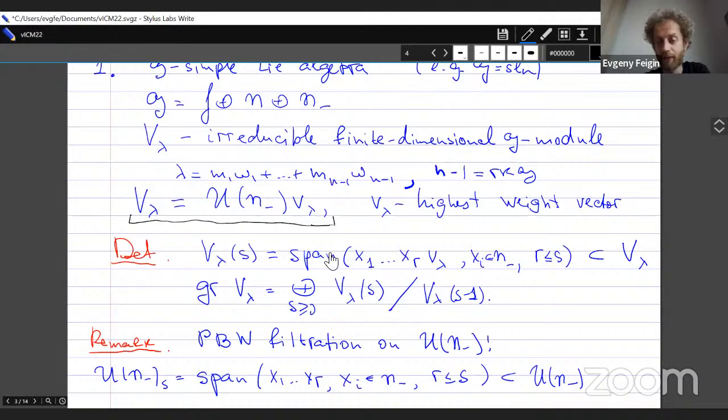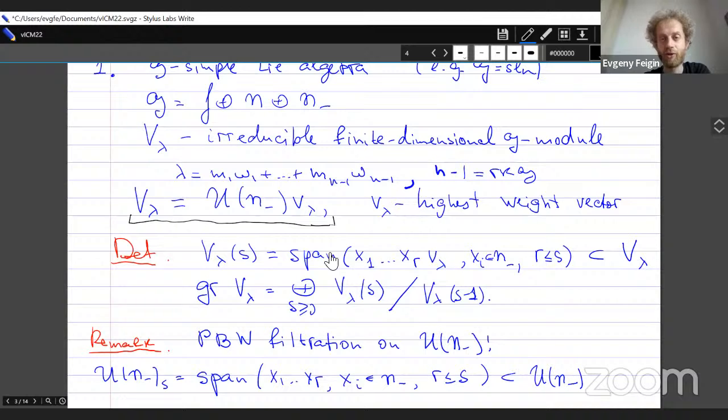So we apply no more than S elements from our n minus. This n minus, in type A, is just lower triangular matrices. So we apply several operators. The only condition is that we can't apply more than S operators. And then, of course, this is a filtration, the increasing filtration.